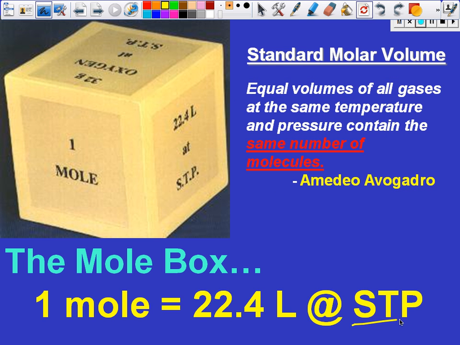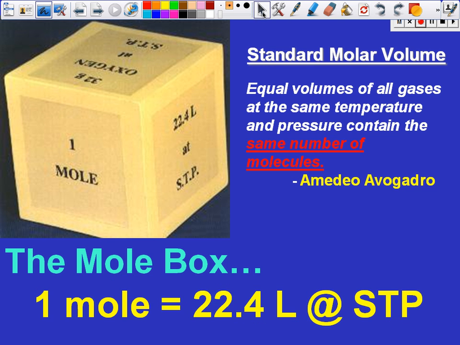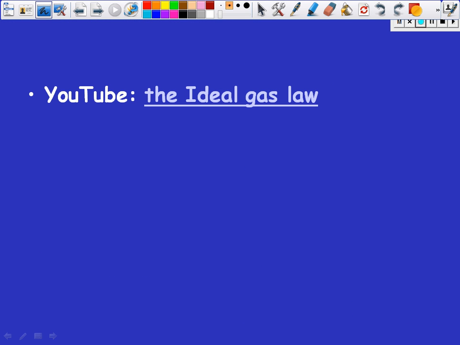And if we have STP, standard temperature and pressure, if we have a box that's 22.4 liters, then we know we'll have 1 mole in that box. Okay, very important to remember that relationship.